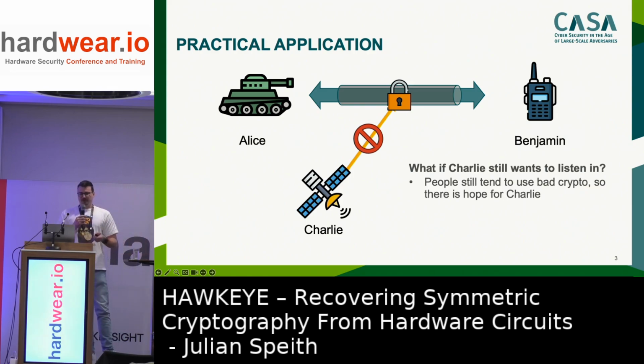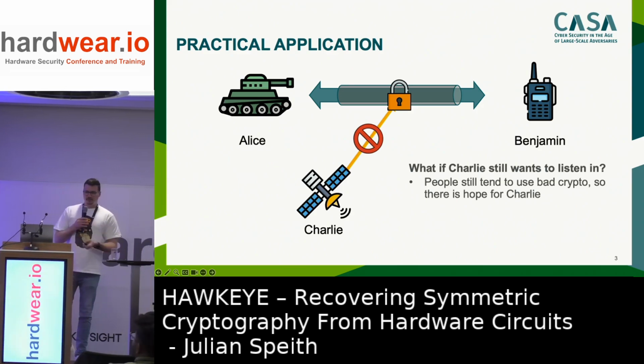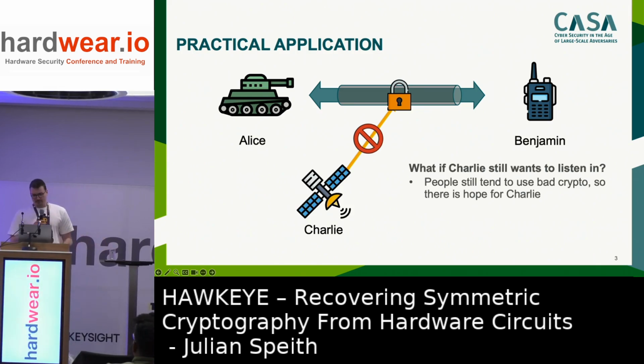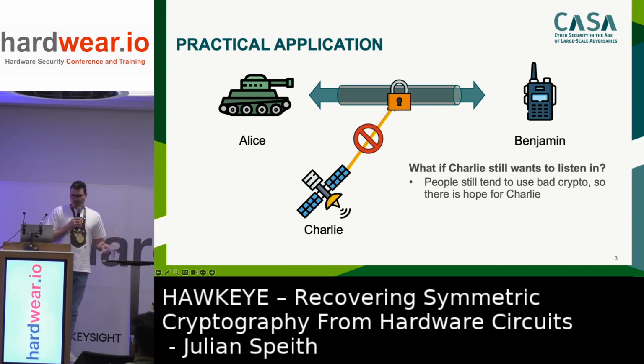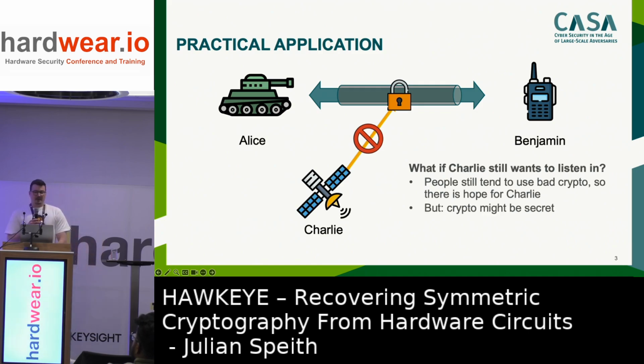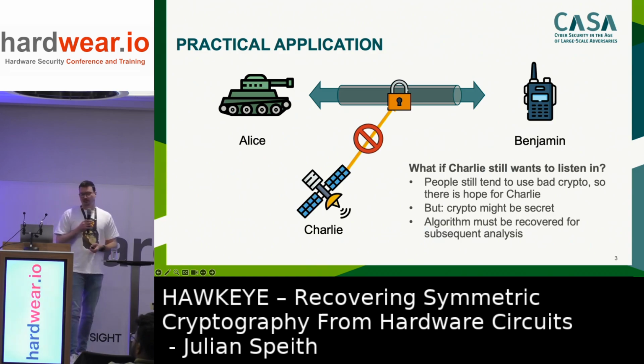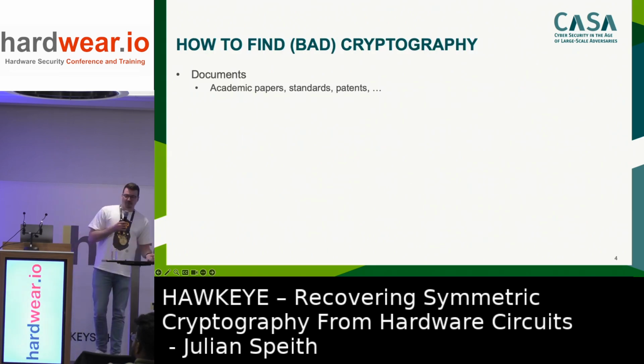People still tend to use bad cryptography in proprietary designs and commercial applications, but also in more state ciphers, stuff that has not been as tested as other public ciphers might have been. So there's hope for Charlie, but the problem is the crypto might be secret. It might not be public. You cannot really analyze the algorithm. So you must recover the algorithm somehow to then perform analysis on the crypto. How would you do this?